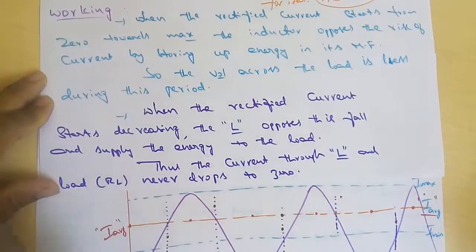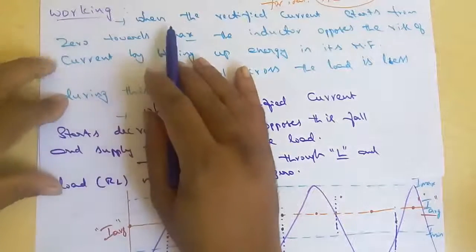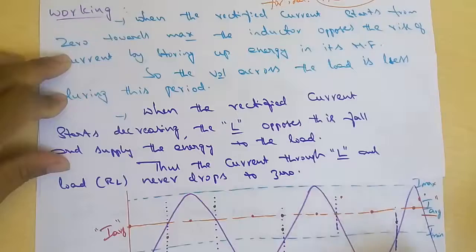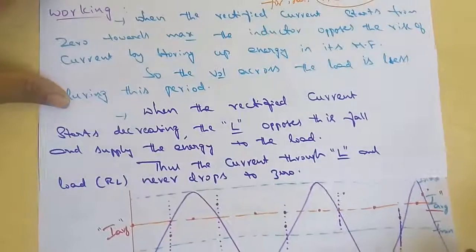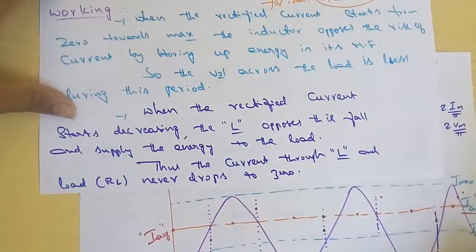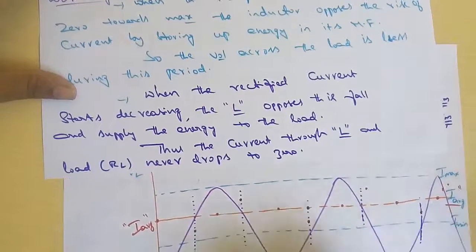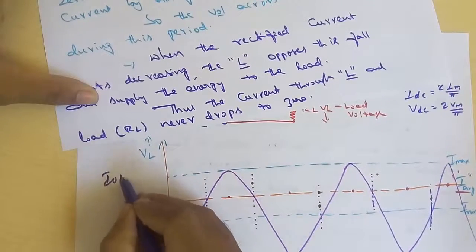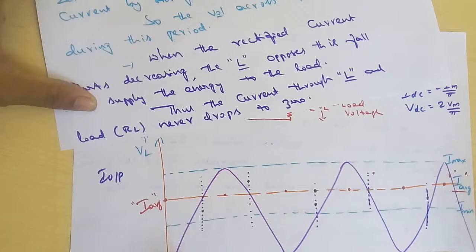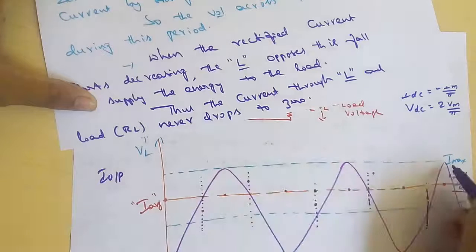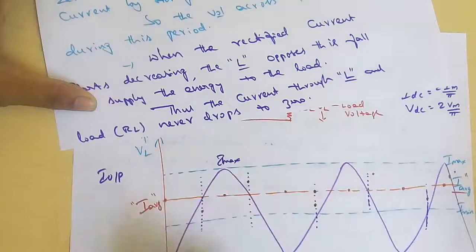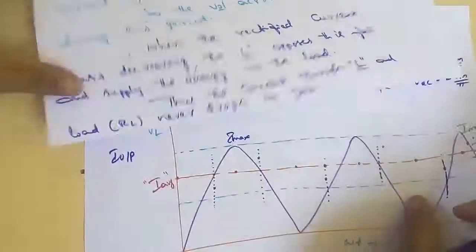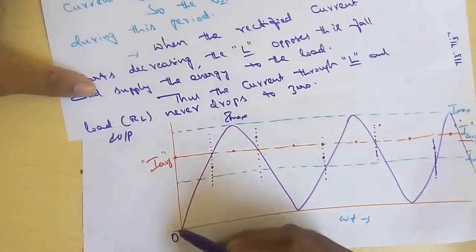Okay, in that working, you just have to listen. What about here, when the rectified current starts from 0 towards the maximum? See here, the output current, that means the pulsating current. This is the output current. Whenever this output current starts from 0 to the maximum, I maximum, the current is increasing from 0 to maximum.